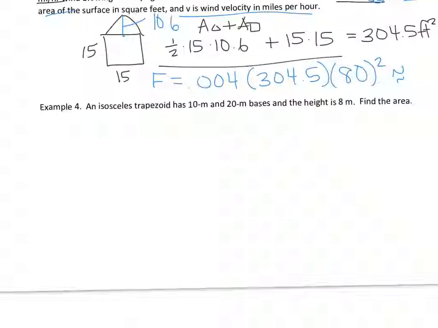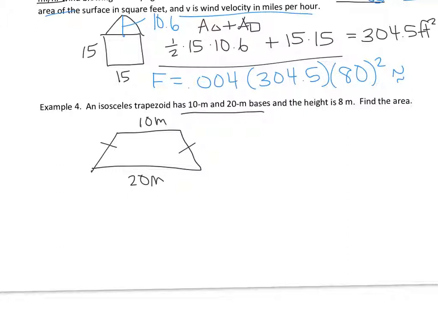And an isosceles trapezoid. So let's draw an isosceles trapezoid. So these two are the same, and these are parallel. It has bases of 10 meters and 20 meters. And the height is 8.